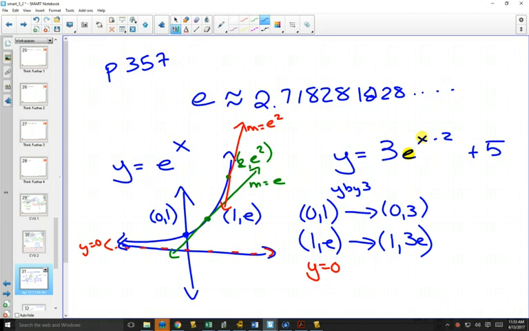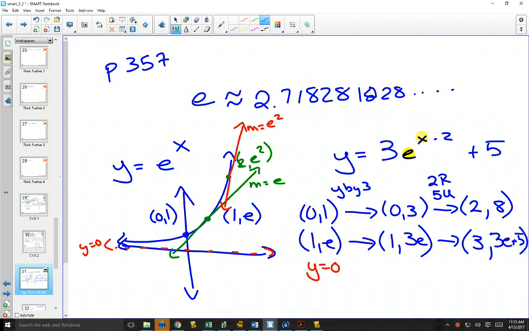And for translations, we do have two translations. That minus 2 is 2 to the right, and that plus 5 is 5 up. So 2 to the right is easy. That's 2. 5 up is 8. 2 to the right makes this 3. 5 up, oh, well, you just write it as 3e plus 5. That's all you have to do. What about our asymptote? The only way an asymptote is going to change is if you shift it up or down. Do we do that? Yes, we do. So our new asymptote is at y equals 5.